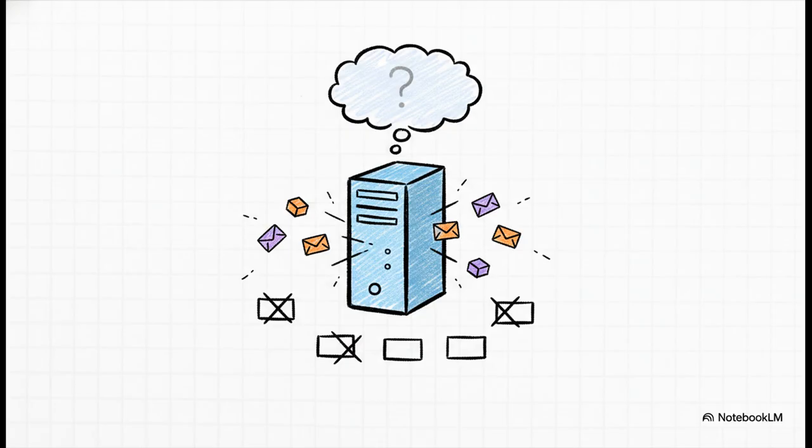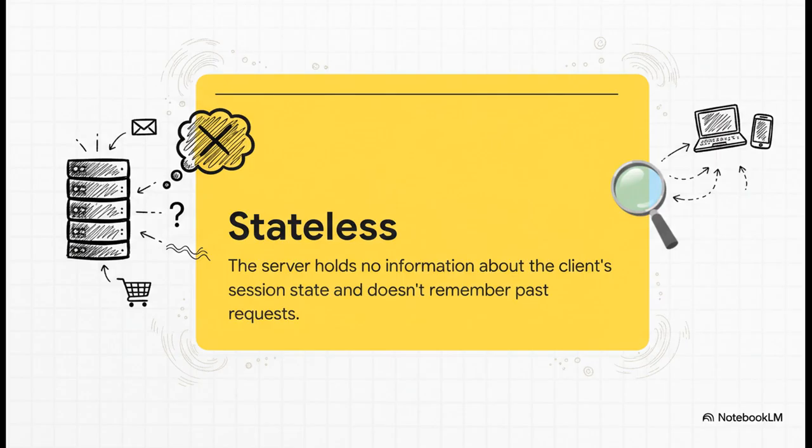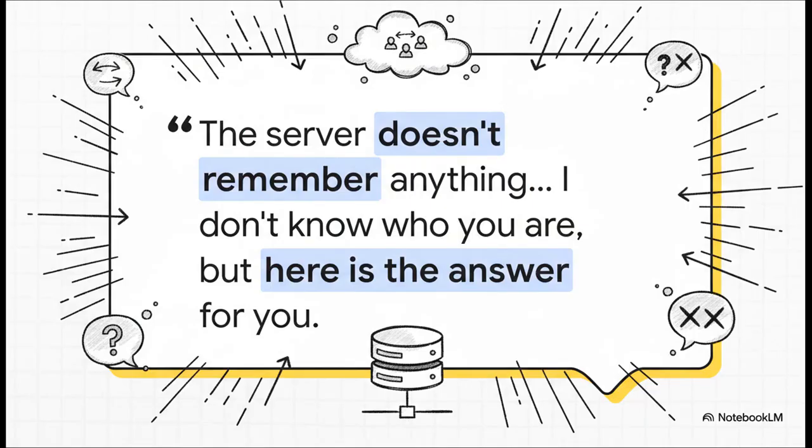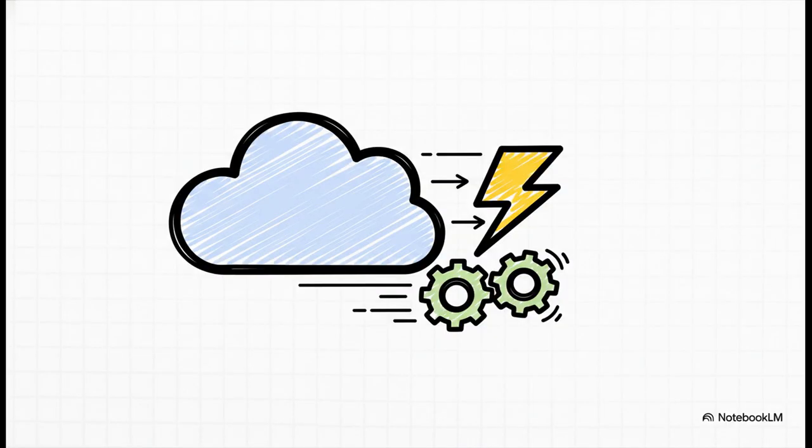All right, constraint number 2 is all about memory. Or, well, having a really bad one on purpose. This means every single request is brand new. The server has no memory of your last visit. And that's the key thing to remember. No session info gets stored on the server. Period.